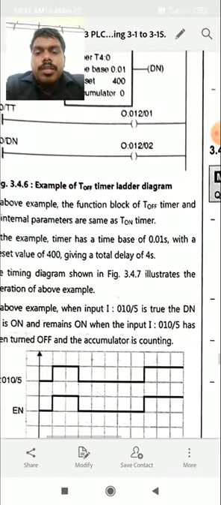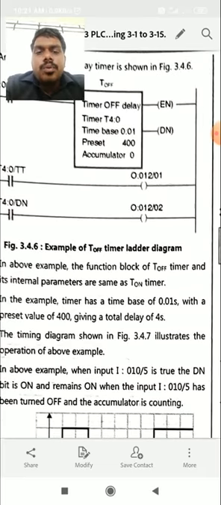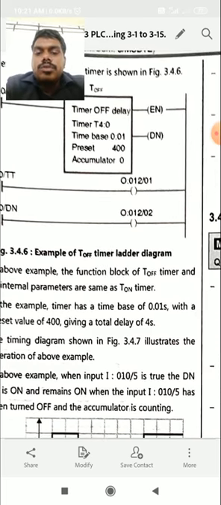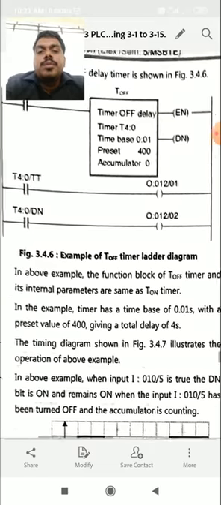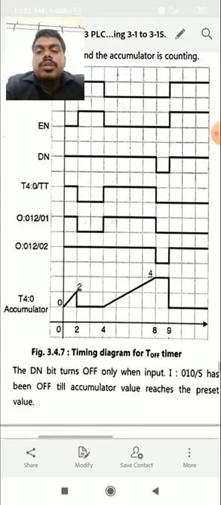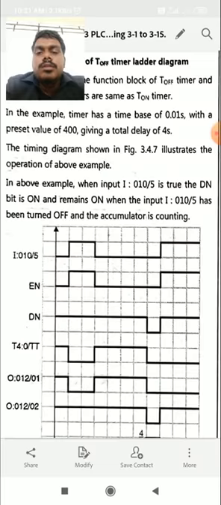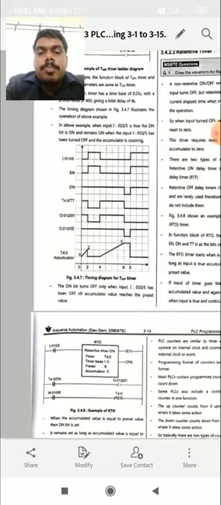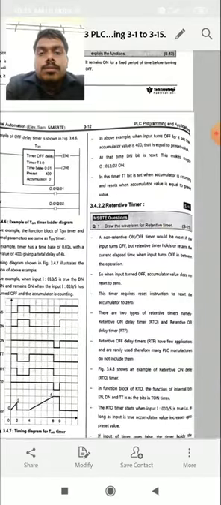In the example, the timer has a time base of 0.01 second with a preset value of 400. So how much will be the delay? It will be 4 seconds, right? The time base value is 0.01. Remember that. The timing diagram is shown here. It is similar to that of the TON timer only.